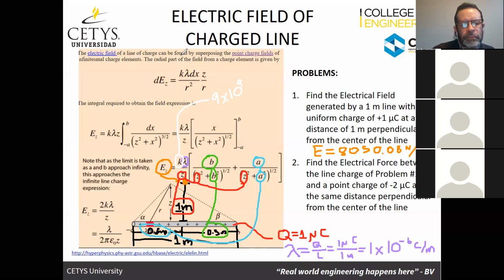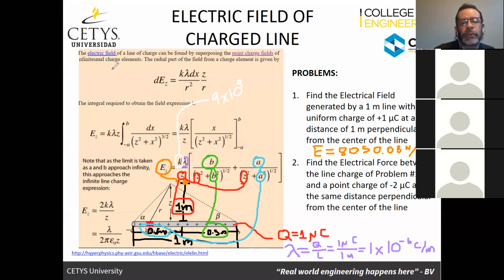For the letter A, is the value 0.5 or minus 0.5? No, it would be positive. When we put it in the integral, we're going from minus a to b because of the reference. But once we use it in the formula, it would be the 0.5. Okay, thank you.